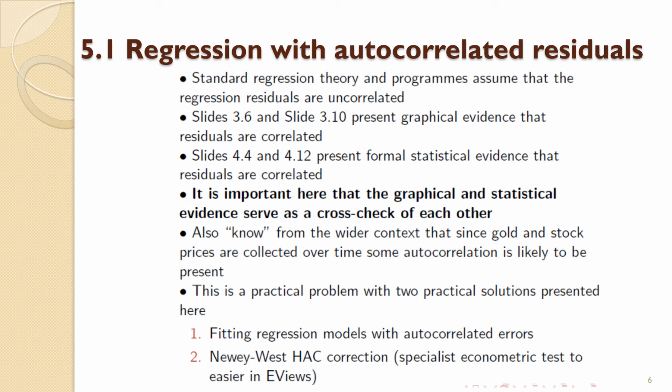You also know in this case, from the wider context, that since you've got financial prices collected over time, it's likely that you're going to get autocorrelation in the dataset as an artifact of that. So this is a practical problem whenever you collect, say, financial data over time, and there's two possible solutions presented here. The first one, probably the best one, is to fit regression models with autocorrelated errors. The second one is this Newey-West HAC correction. It's not necessarily easy to understand how they work.